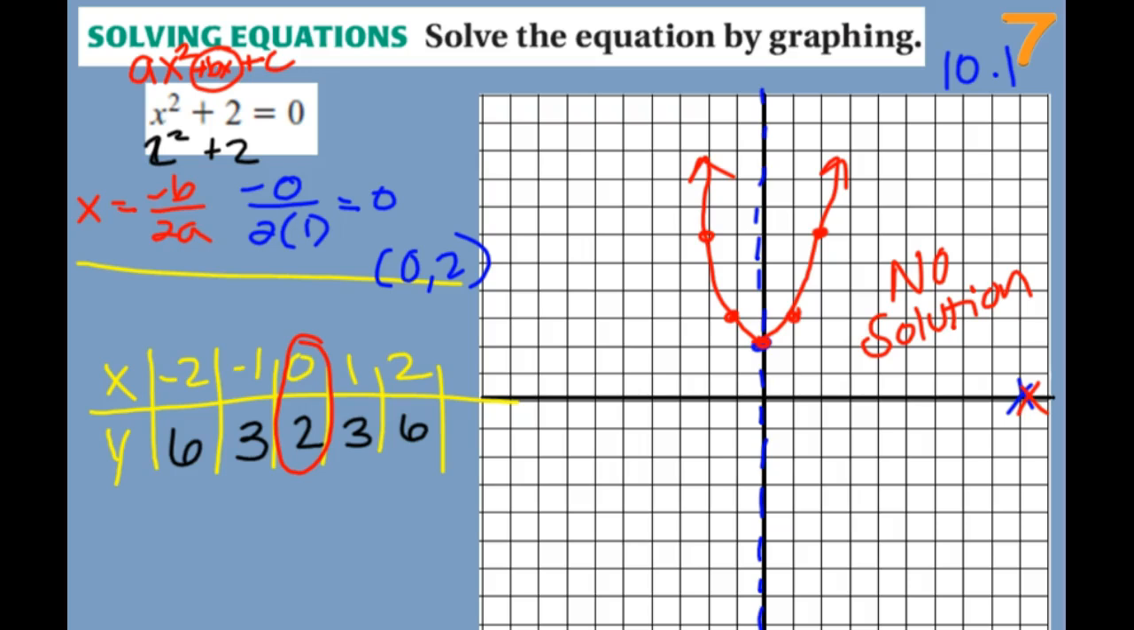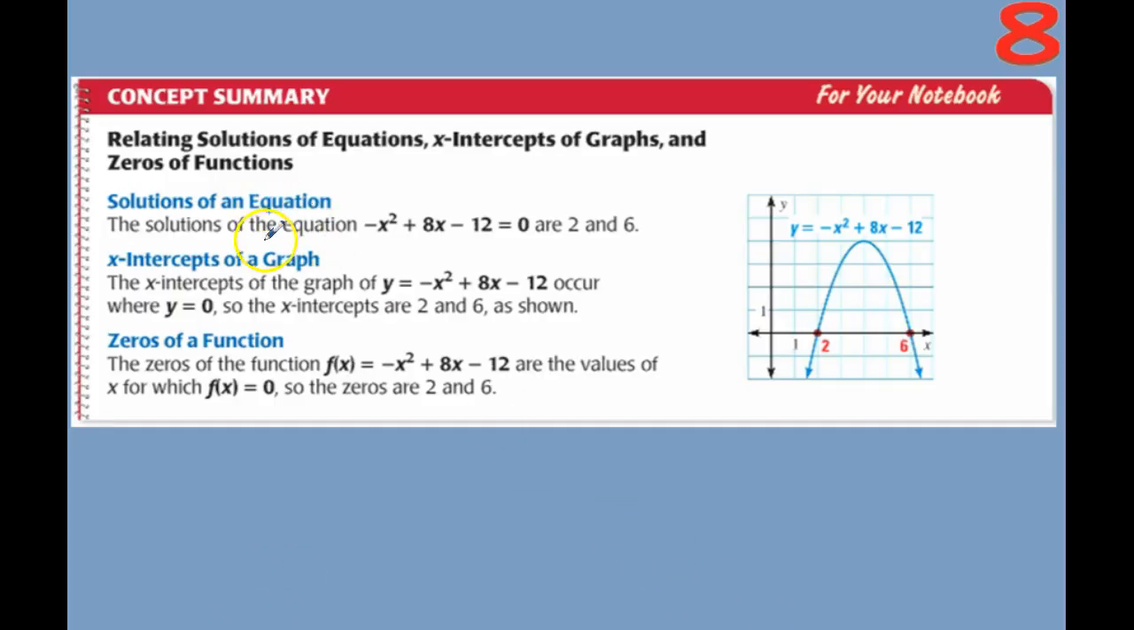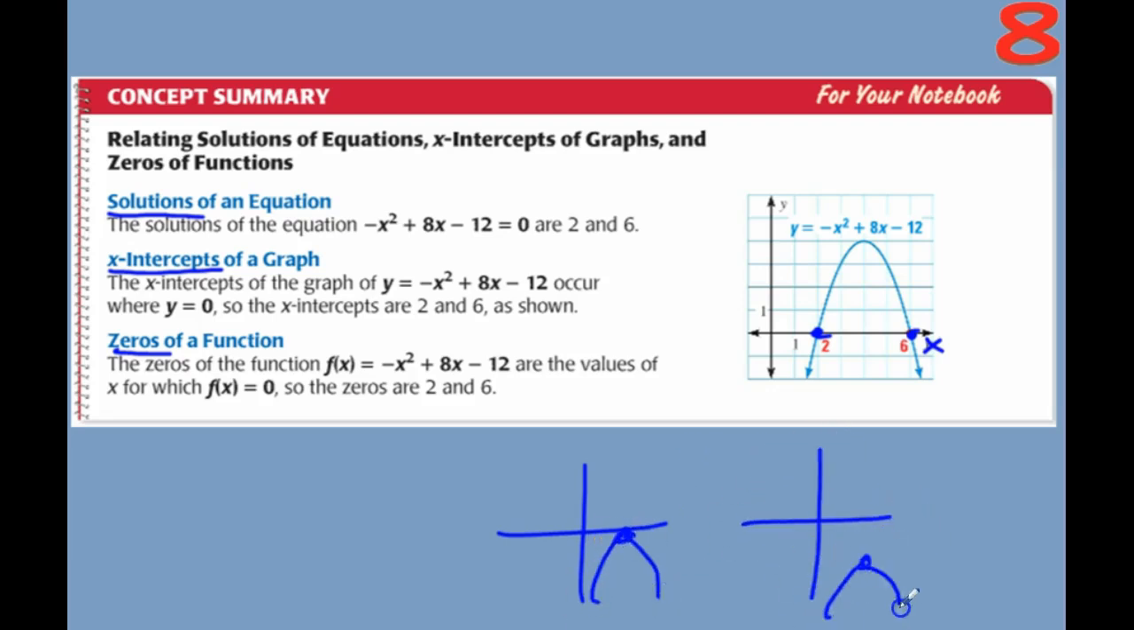So I know we went through that a little bit quick. Please feel free to go back, pause your video if you need to. Our last slide here just relates all of these together. All of these words really mean the same thing. Find the solutions, find the x-intercepts, find the zeros. It's all finding where does it cross the x-axis. What are the 2 points? Or the 1 point? Or does it even cross? That would be no solution.